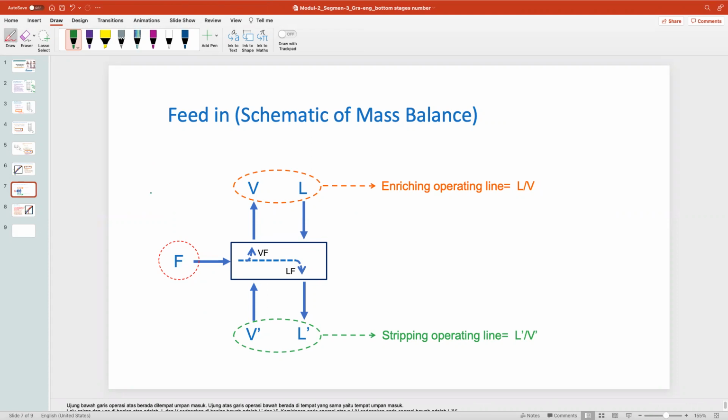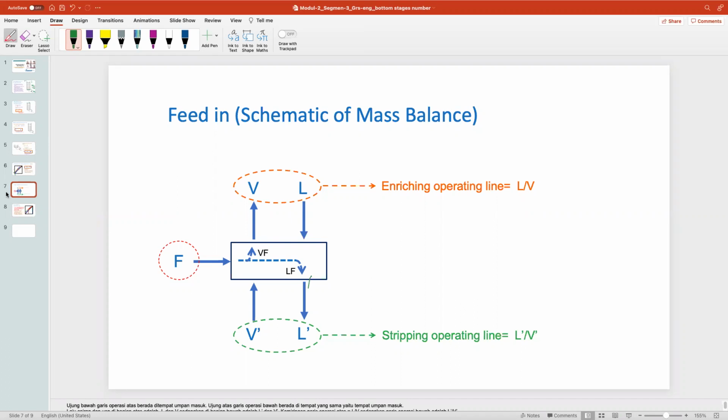Okay, the feed, the schematic mass balance. This is the schematic mass balance. This is where the feed comes in. If the feed is all vapor, all of the vapor will go up to here. If the feed is all liquid, all of it will go to the liquid, to the stripping section. If the feed is a mixture of vapor and liquid, the vapor will go to the vapor and the liquid will go to the liquid.